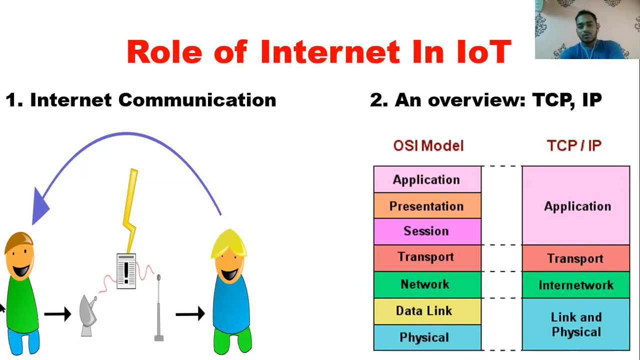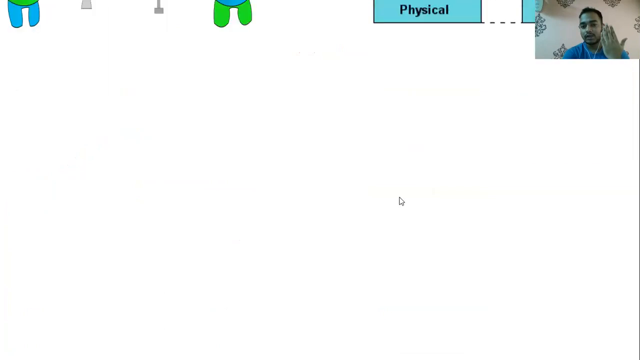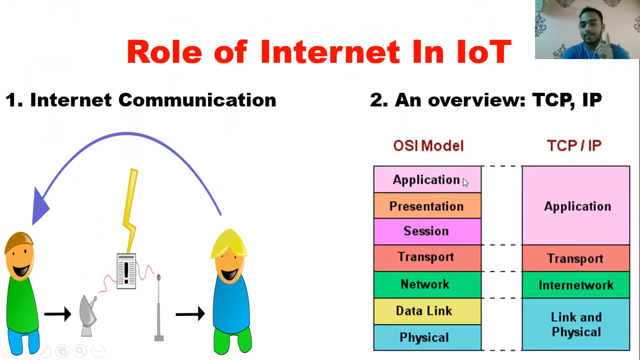So the first model is the OSI model. The full form of OSI is Open System Interconnection Model. When we consider any kind of model, there are two sides. The first side is the sender side, and the second side is the receiver side. When you are on the sender side, you are first in touch with the application layer.